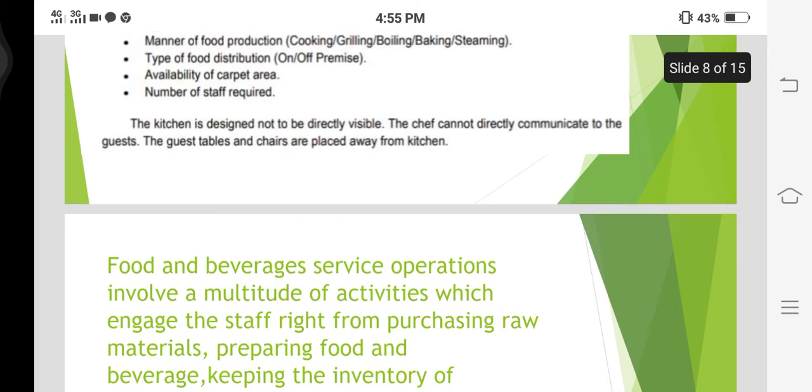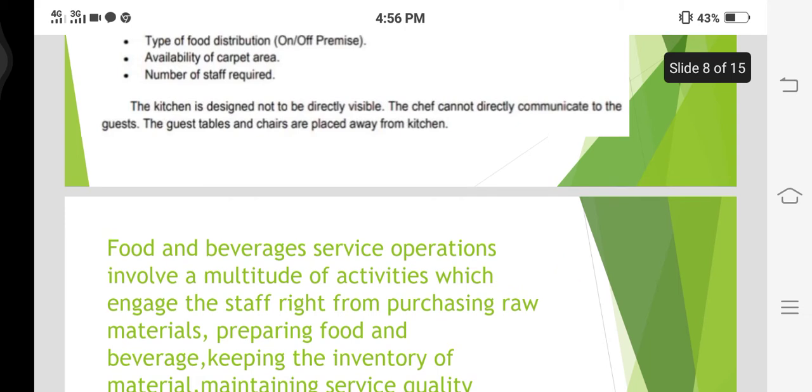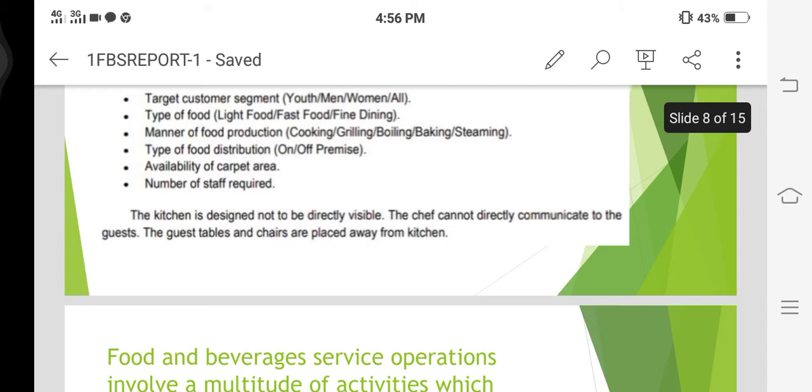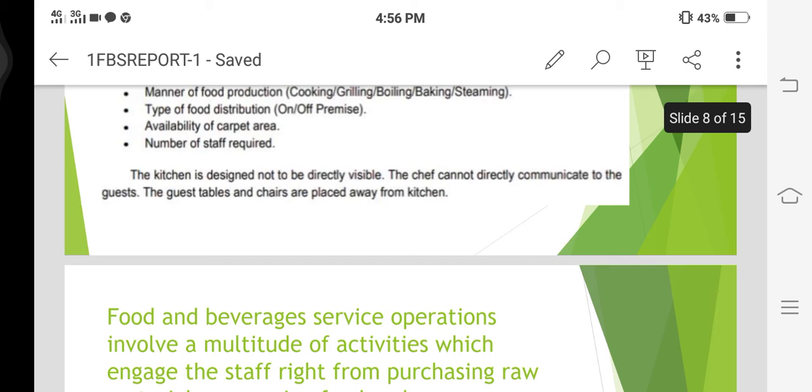The kitchen is designed to be directly visible. Chef cannot directly communicate to the guests. The guest tables and chairs are placed away from the kitchen. Like I said earlier, the kitchen is separate, so the chef is not exposed to the customers, because the kitchen is hidden, far from the dining area.